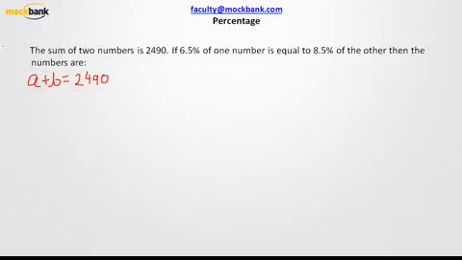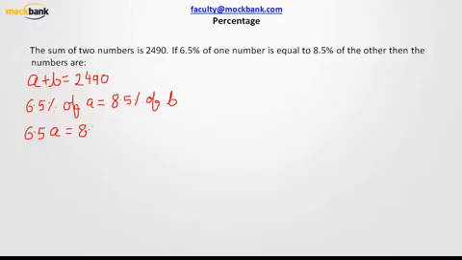Now in the problem they are also mentioning that 6.5% of A is 8.5% of B. Since percent is used on both sides, you can cancel it because percent is nothing but 1 upon 100, right? So we can write it as 6.5 A equals 8.5 B.